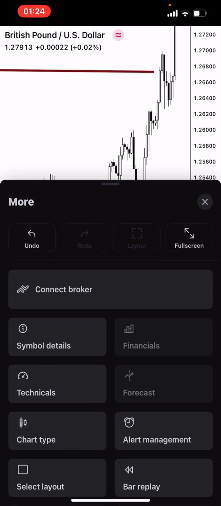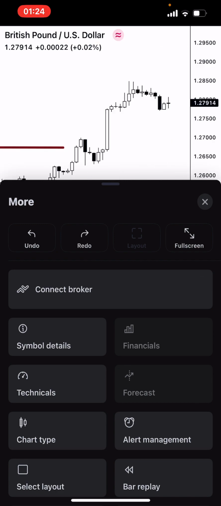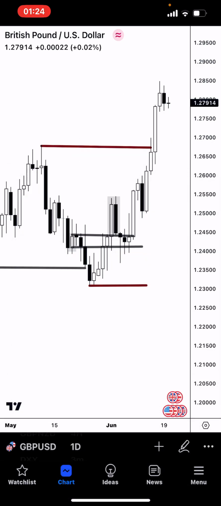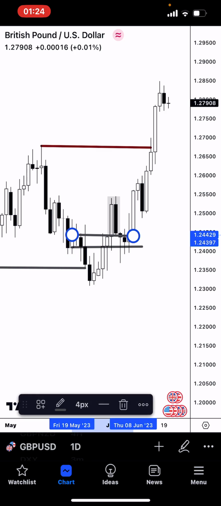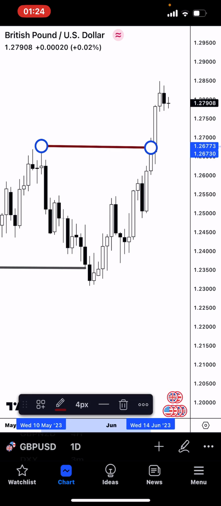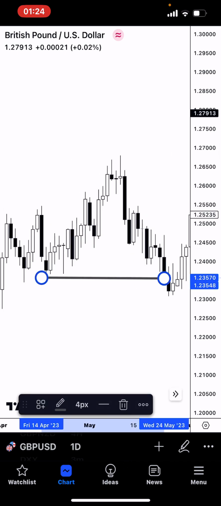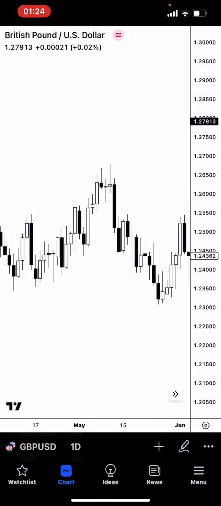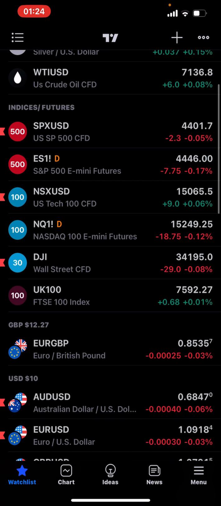On the next segment, I will be talking about what I expect the market to do in the next week or 2 weeks for the Great British Pound to US dollar. Okay, let me go to my chart.